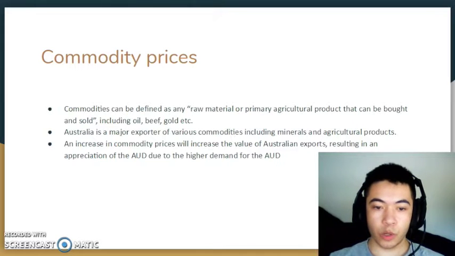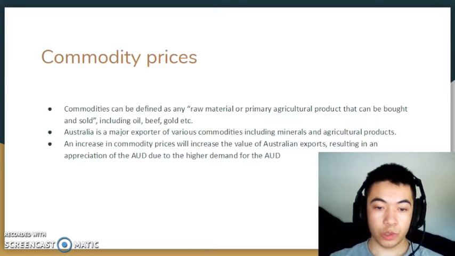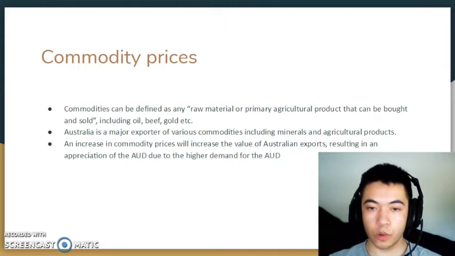If Australian exports become more expensive because of inflation, overseas importers of Australian goods will turn to other countries, and the value of our exports will fall along with the demand for it and the value of the Australian dollar. An increase in commodity prices will increase the value of Australian exports, resulting in an appreciation of the Australian dollar due to high demand of the Australian dollar. However, despite the appreciation, trading partners cannot cater to other suppliers because commodity prices are constant worldwide.